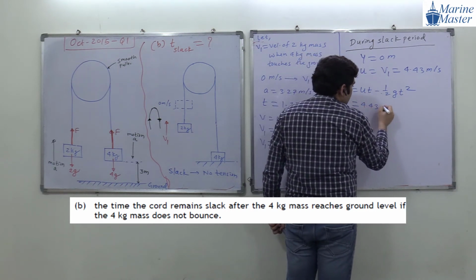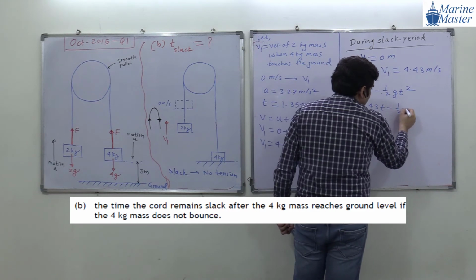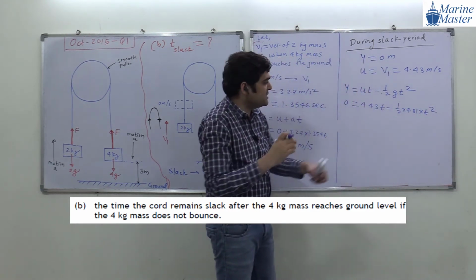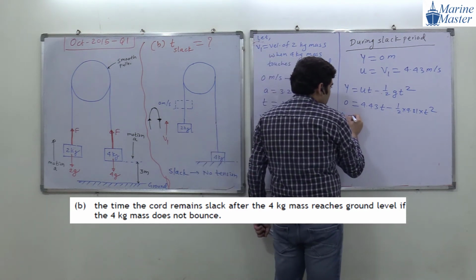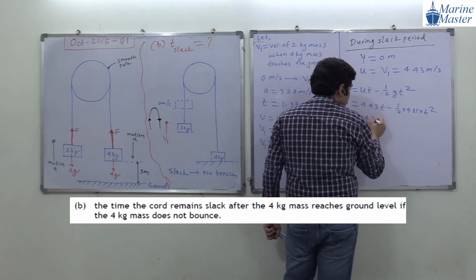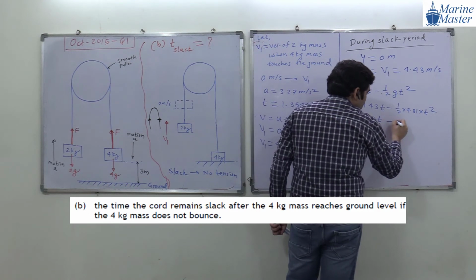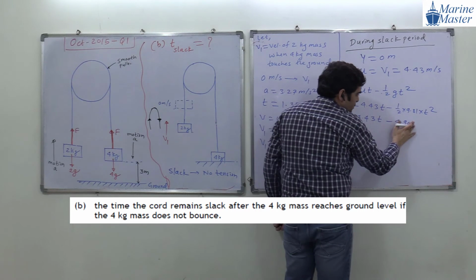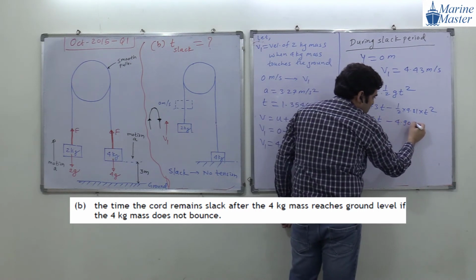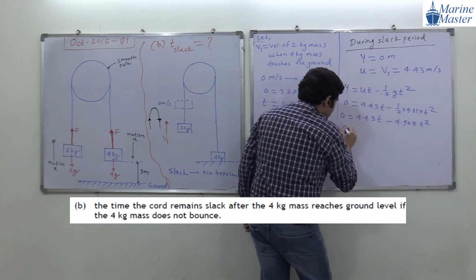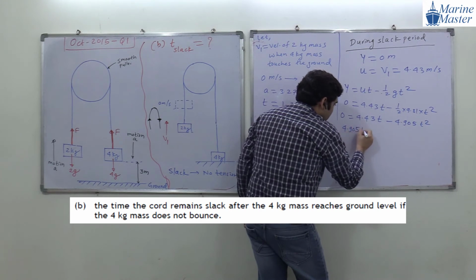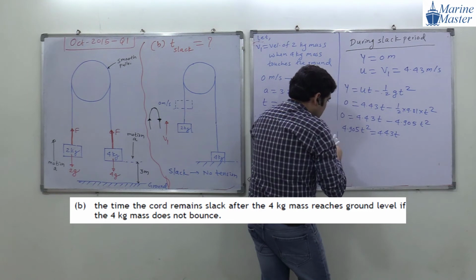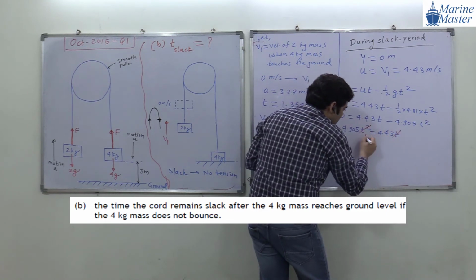0 equals 4.43 into t minus half into 9.81 into t square. Guys, try to observe the scenario. Very simple discussion. Let me know if I have made any mistake. Half of 9.81 is 4.905, so 4.905 t square and 4.43 t. We can cancel one t, so only one t will remain here.